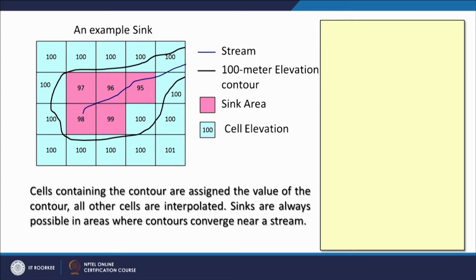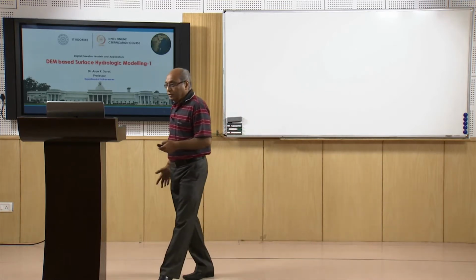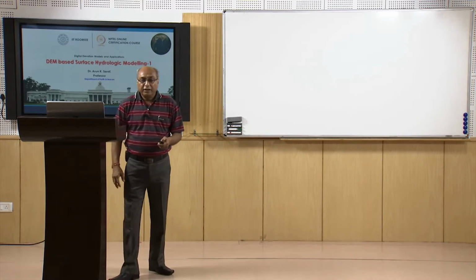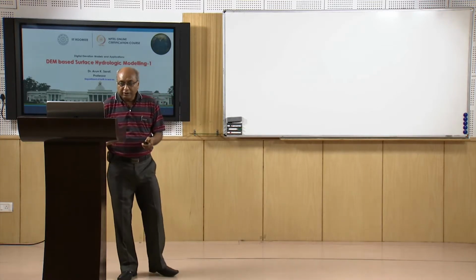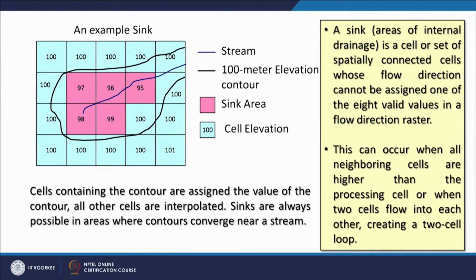But generally, through my own experience, I have seen the sinks are not that large. They are generally of just 1 or 2 pixels maximum. And as said, the sinks are the areas of internal drainage, and we have to get rid of this internal drainage to allow water to flow over the surface. And these sinks can occur when all neighboring cells are higher than the processing cell, or maybe lower in case of a peak in a digital elevation model, but this peak is just 1 or 2 cell size.